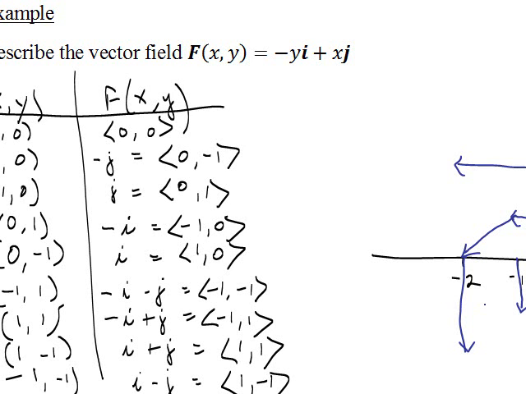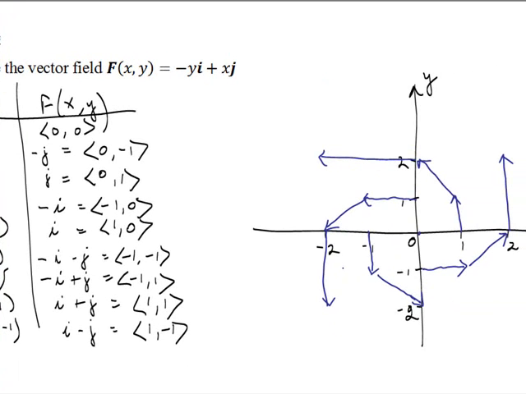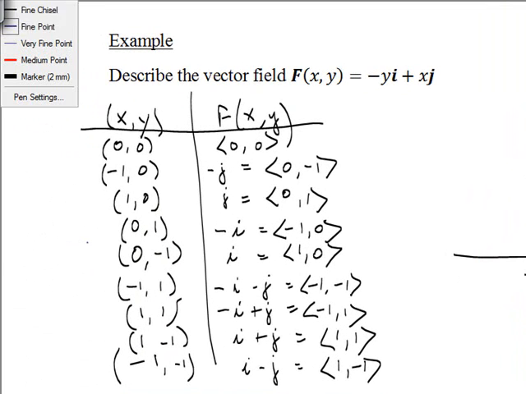The vector field is rotating around the origin. All the vectors seem to be tangent to circles with center the origin. That's what seems to be happening. Okay? So let me go back to my black.